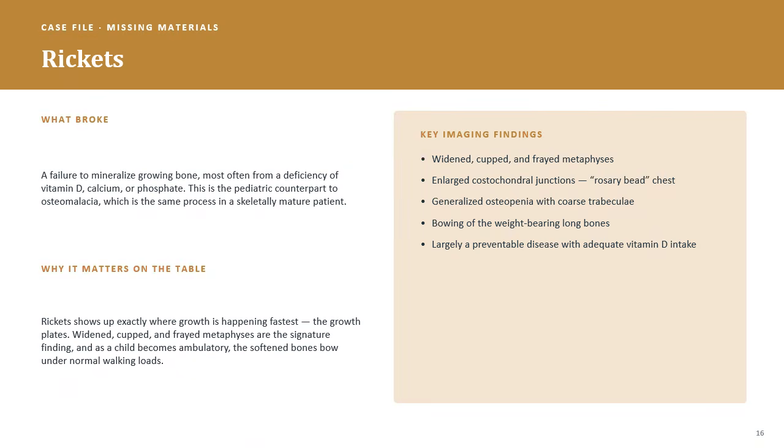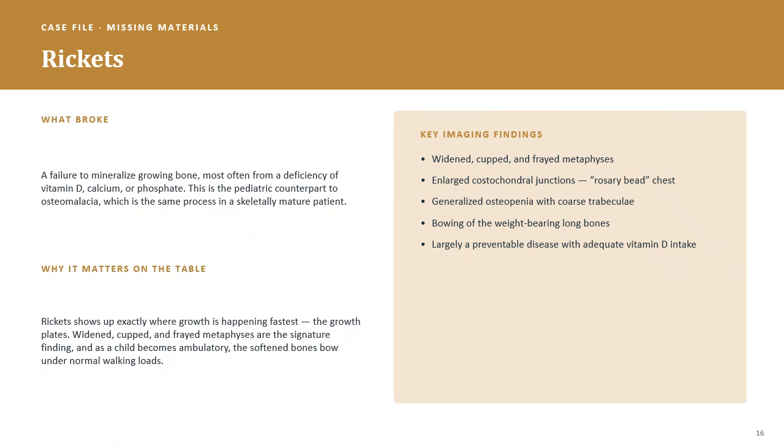The last case file we're going to look at is the case file on rickets. Rickets is where we have that lack of nutrition. Rickets is a failure to mineralize growing bones. Typically, that deficiency is in either phosphates, calcium, or vitamin D. And it's a pediatric version of osteomalacia.